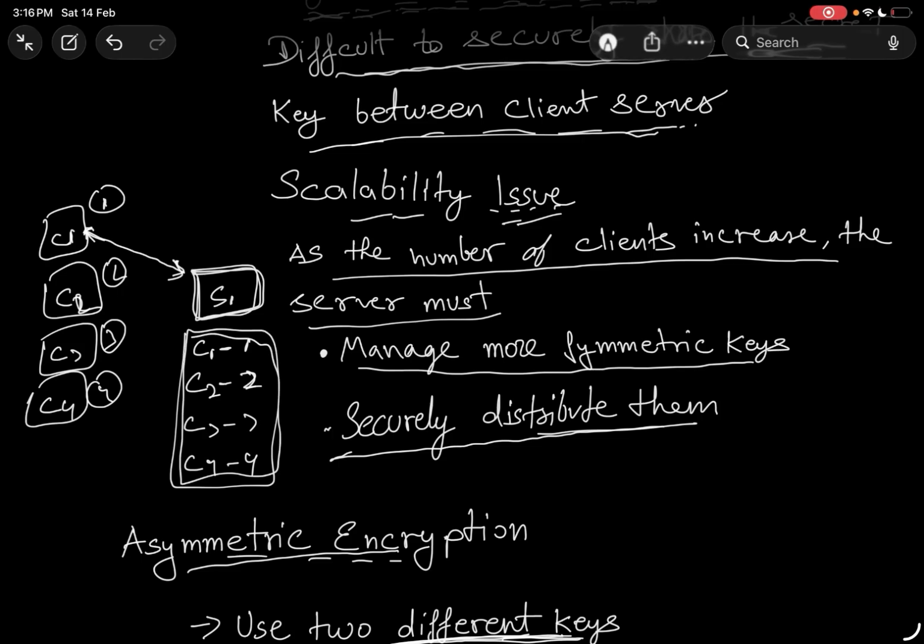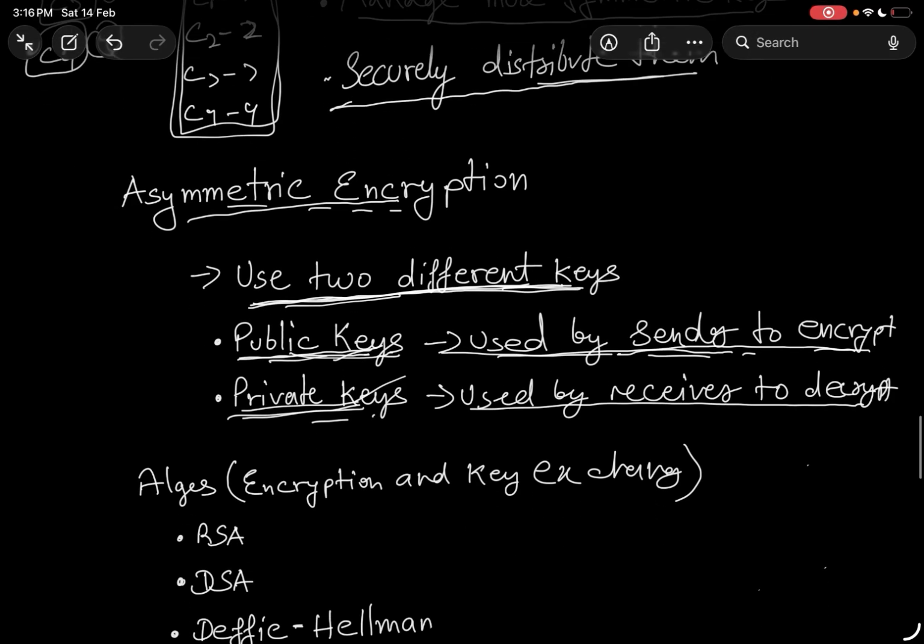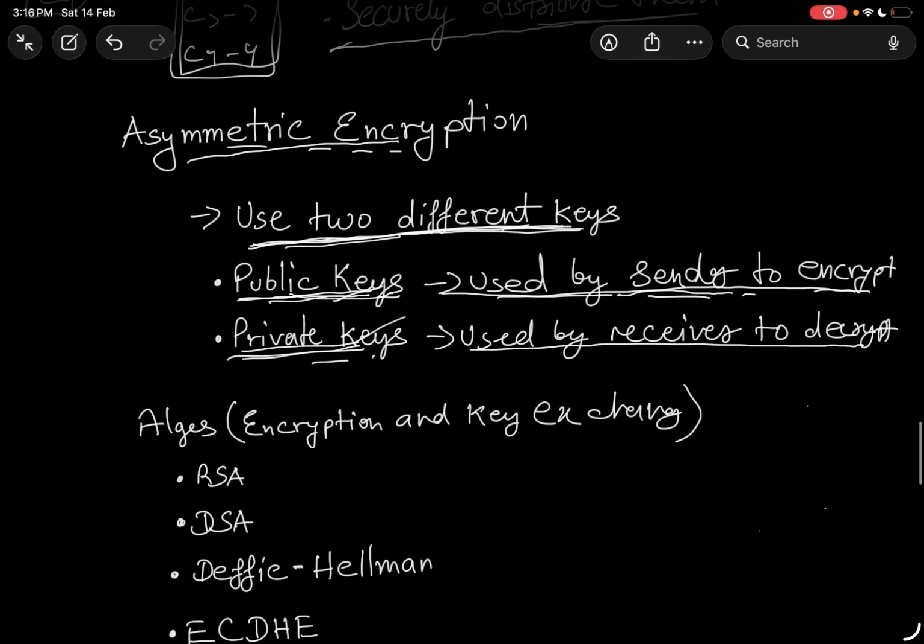Okay, so yes, now let's see what is asymmetric encryption. Asymmetric encryption uses two different keys, a public key and a private key.